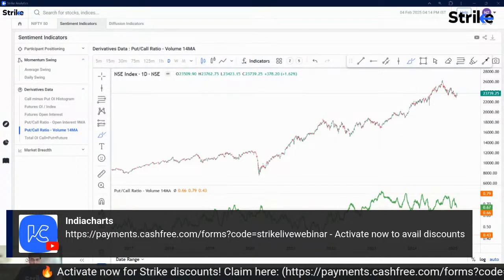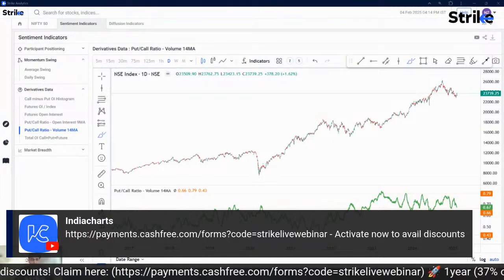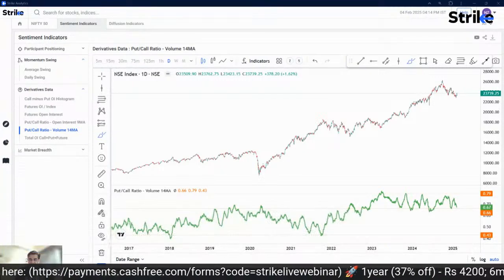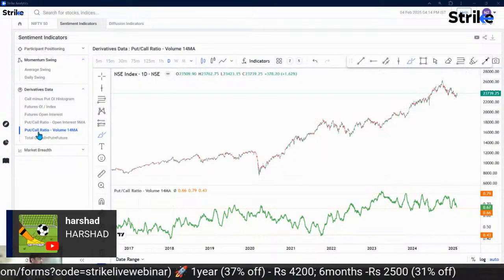So can you just remove this particular thing over here? The indicator gets hidden. Yeah, thank you. All right.